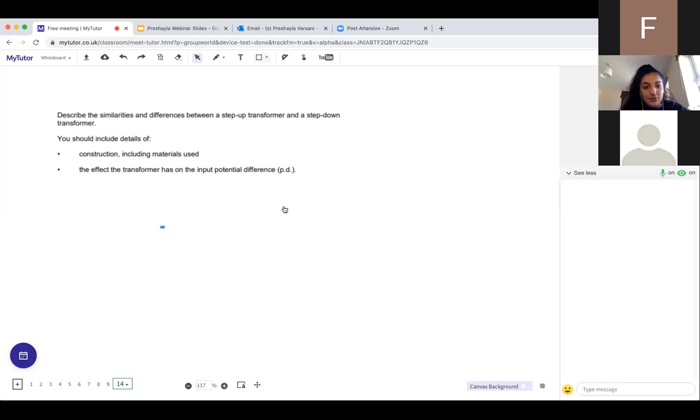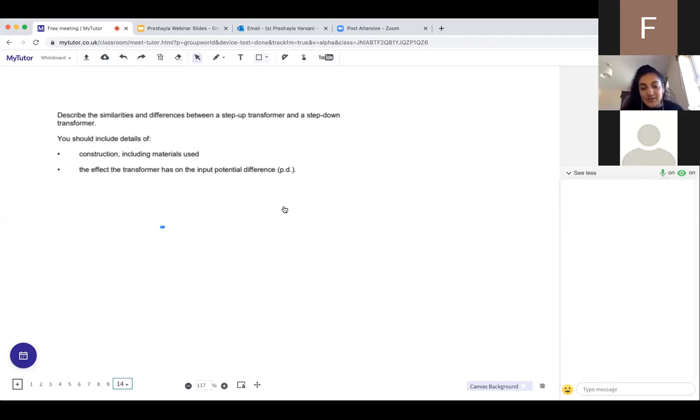So first of all, a step-up transformer increases the voltage from a lower voltage to a higher voltage. It has more turns on the right-hand side than on the left-hand side, so more turns on the secondary coil than the primary coil. The step-down transformer has fewer turns on the secondary coil and more turns on the primary coil. So that's the first thing you'd say in terms of construction.